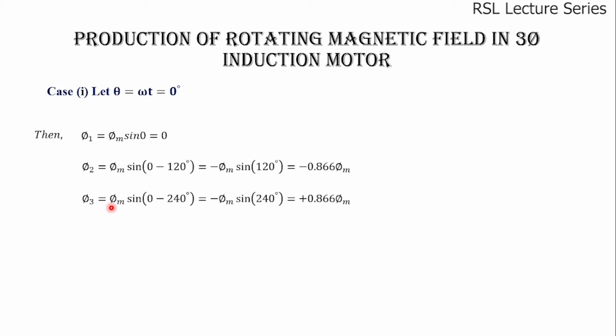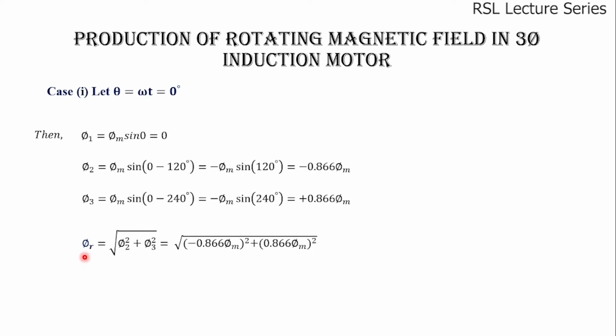Similarly, phi 3 is given by phi m sin (omega t minus 240). Here omega t is 0, so this is minus sine 240, that is equal to minus phi m sin 240. That will be plus 0.866 phi m. Now we have to find the resultant flux phi r. The resultant flux is the vector sum of all these 3.